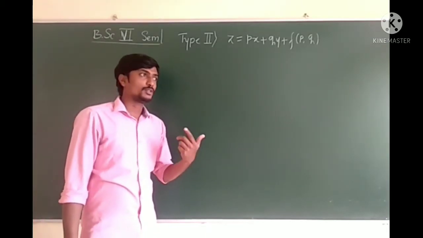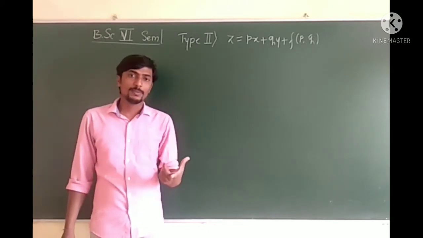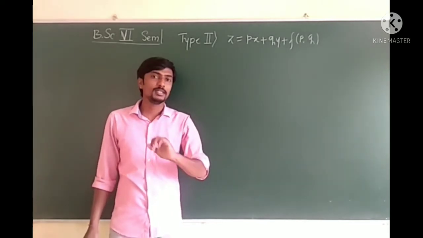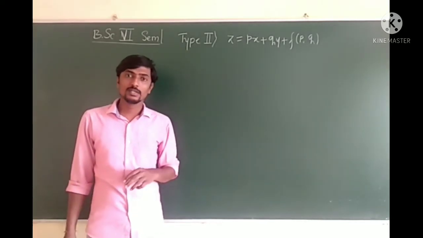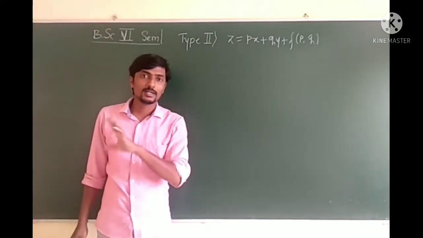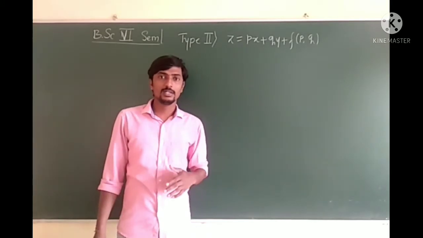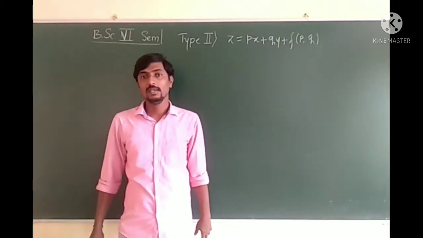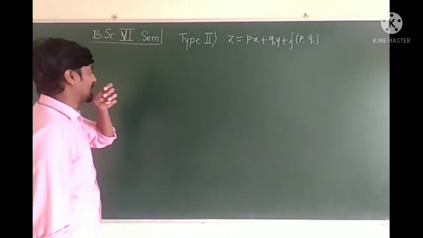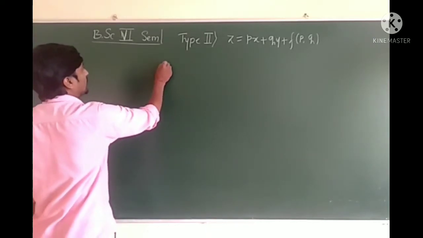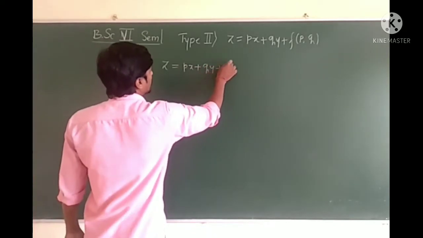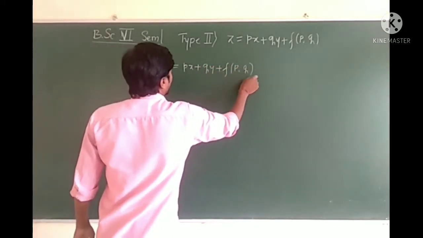We know the complete integral is a solution containing as many arbitrary constants as the independent variables present in the equation. In the case of the singular solution, if we eliminate the arbitrary constants from the complete solution, it becomes the singular solution. Let's understand the working rule here. Let's consider z = px + qy + f(p, q).